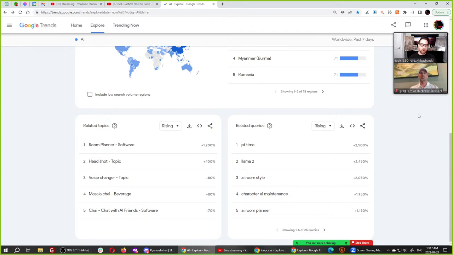I slant towards SEO, obviously. It's an SEO show, but I'm also going to go over AI in general, because whatever happens in AI is going to happen to SEO, because SEO is nothing but an adjunct of AI at this point. So that's interesting that we saw that.